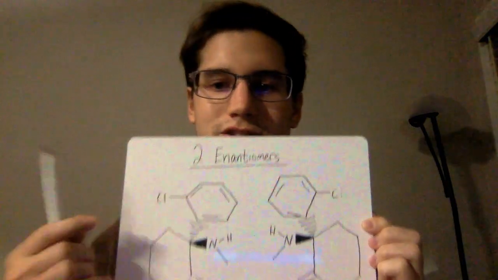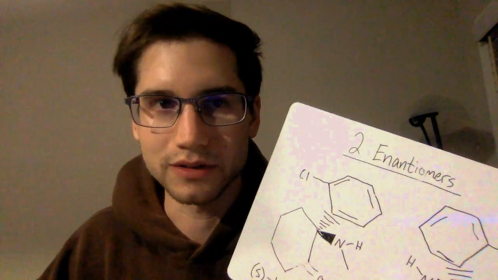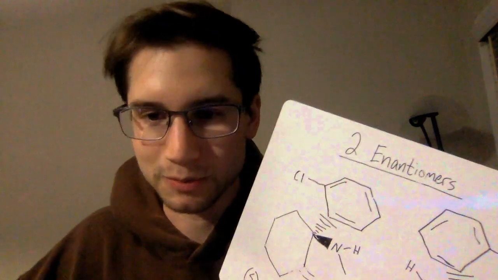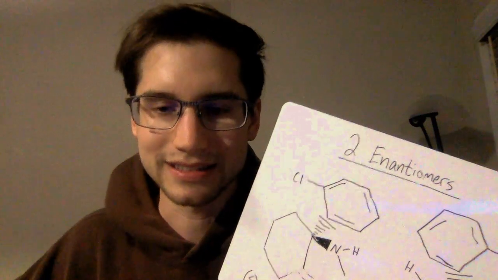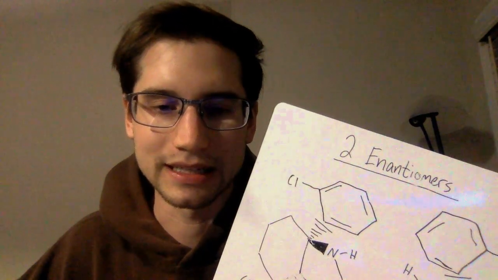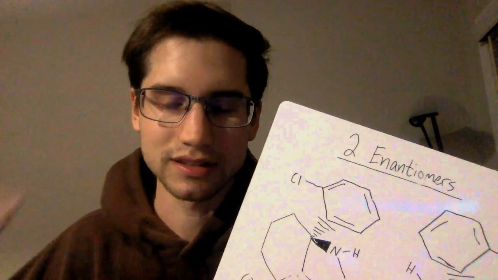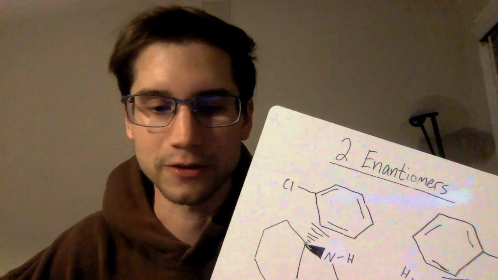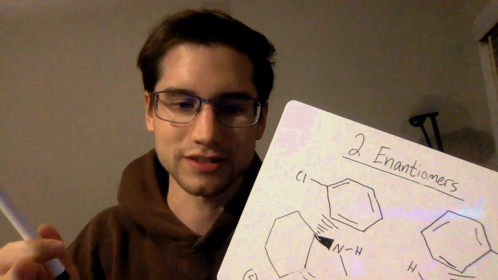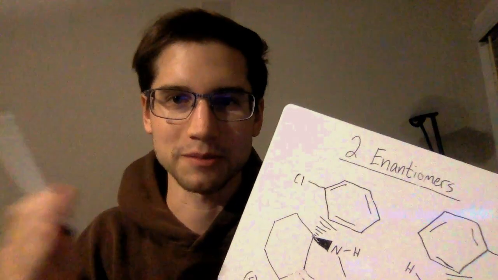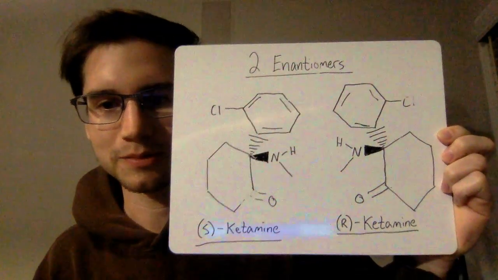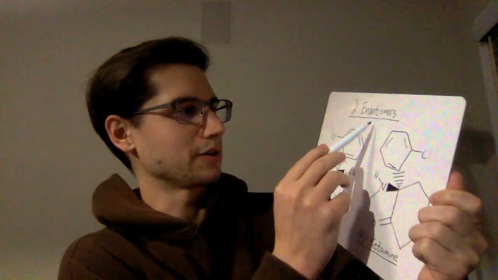Typically, a racemic mixture of both is used, but S-ketamine is found to be more potent, and R-ketamine is found to be less potent. However, it has less psychotomimetic effects, meaning it induces less delirious, hallucination-type side effects. So there's debate on whether just S-ketamine should be used or the racemic mixture, but there's a lot of research going back and forth.